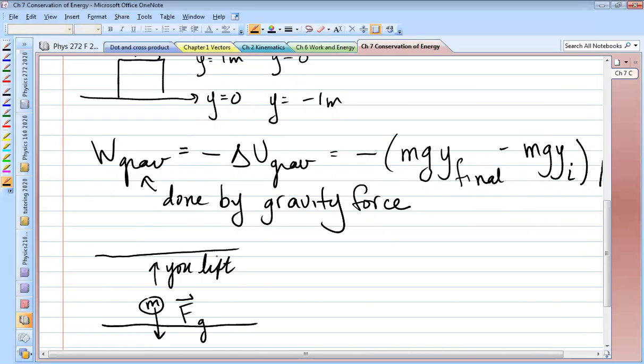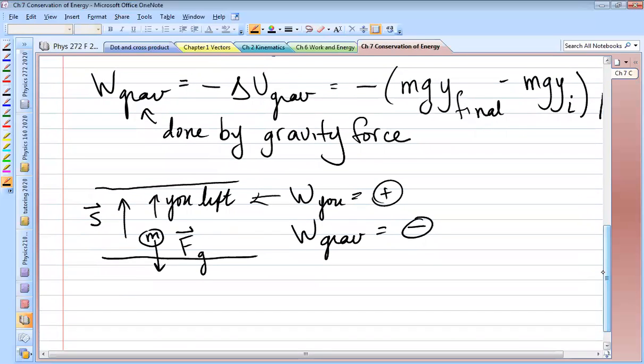Now, if you lift it up, you're doing positive work, because if it moves up, the displacement is up. Then you do positive work. So W, work by you, is positive. But gravity is working against you. It's doing negative work. So W by gravity is negative.